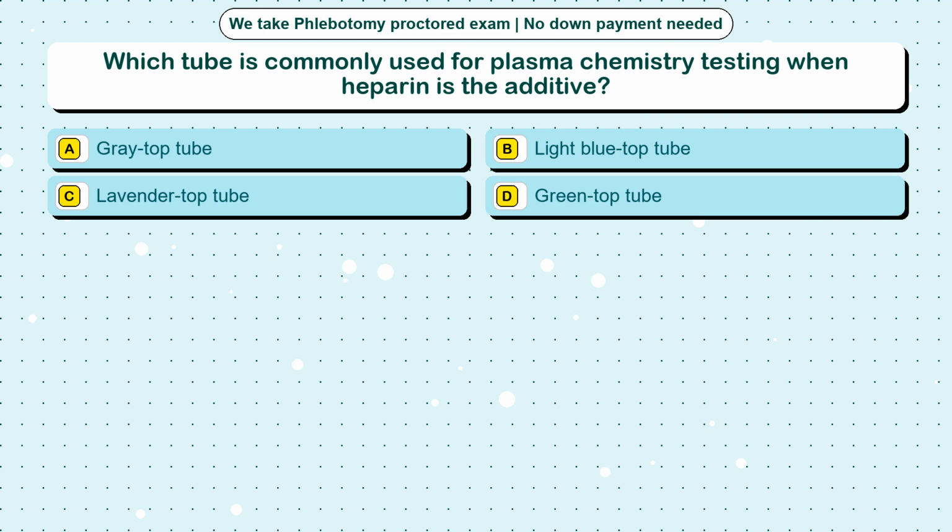Question 31. Which tube is commonly used for plasma chemistry testing when heparin is the additive? Option A, gray top tube. Option B, light blue top tube. Option C, lavender top tube. Option D, green top tube.